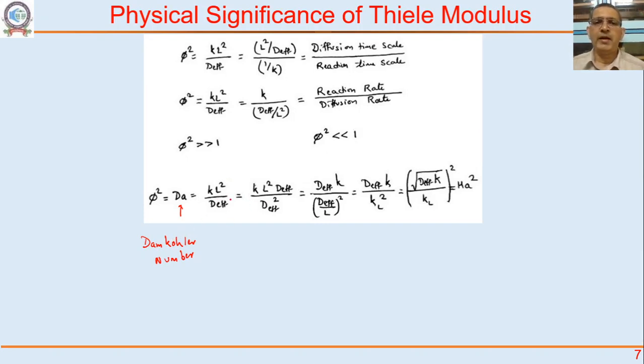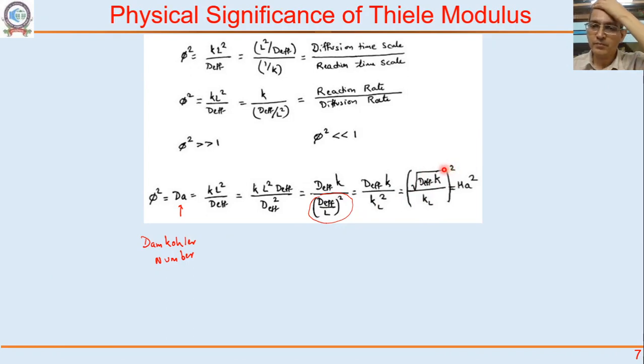We can multiply and divide by effective diffusivity. I'll tell you the reason for doing that. So I can write effective diffusivity into rate constant divided by effective diffusivity by L square. You see, this effective diffusivity by L square is like mass transfer coefficient through the catalyst slab. Remember, it is like mass transfer coefficient in the catalyst slab. So we can write it as KL. So we can write it as square root of effective diffusivity into K divided by KL.